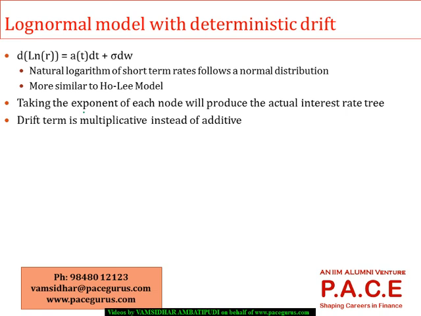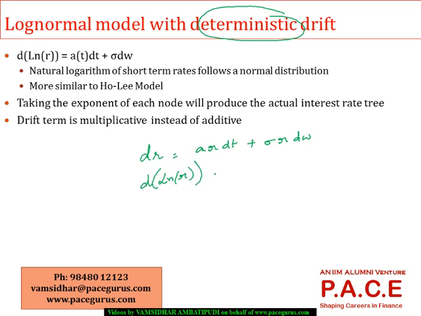Here in this context, we are also dealing with two major variants of a log normal model, right? In a typical log normal model, what did we say? Whatever was the dr, we said a r dt plus sigma r dW. Now if I am talking about a deterministic drift, the way this model gets translated is the small change in the log r. Here we are more focusing on log r because the logarithm follows a normal distribution. We are talking about a log normal model. It means that the logarithm of the interest rate changes follows a normal distribution.